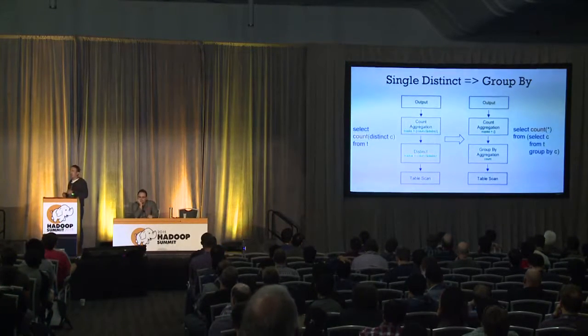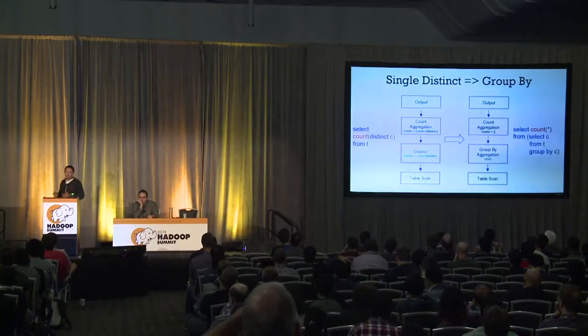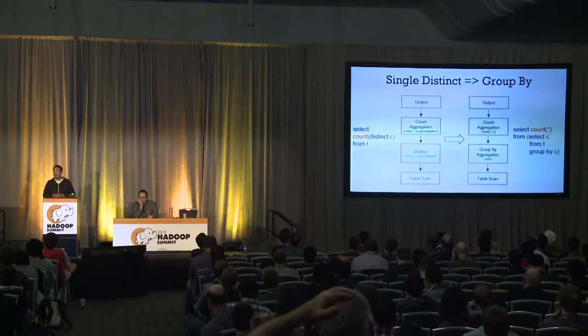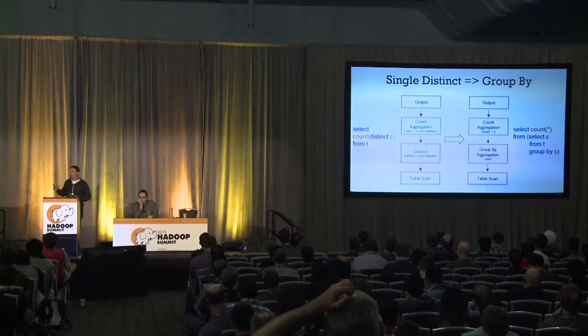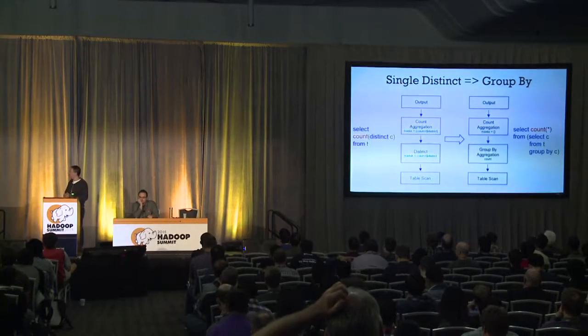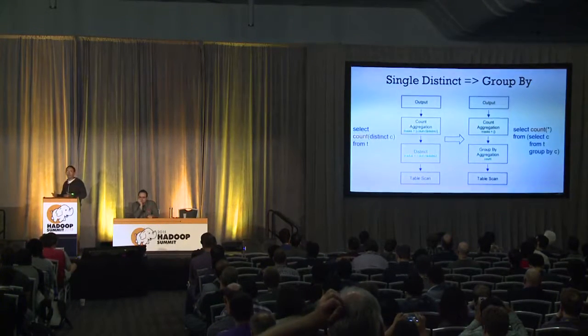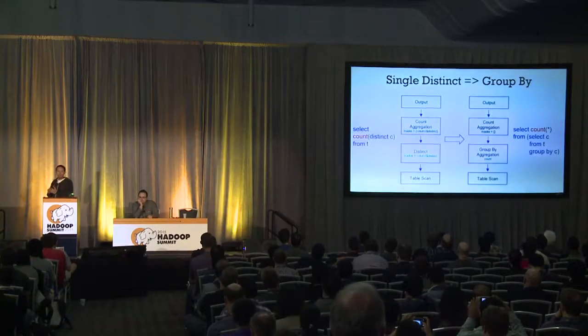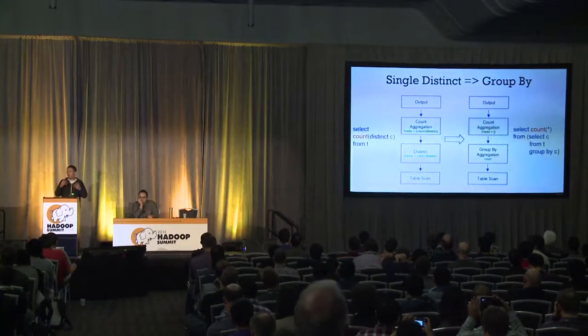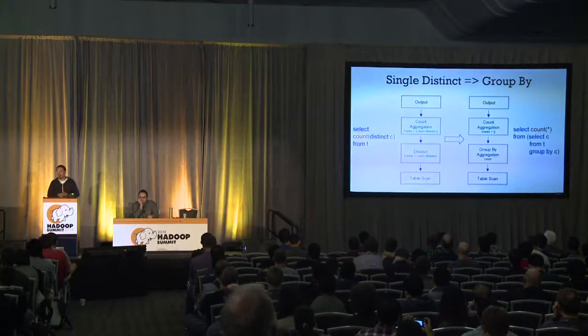You can see a simple query, select count distinct C from table T. And the original plan is something like, also in the middle. You can see we first do a table scan, then we compute the distinct, then we compute the count, and finally we get the result.